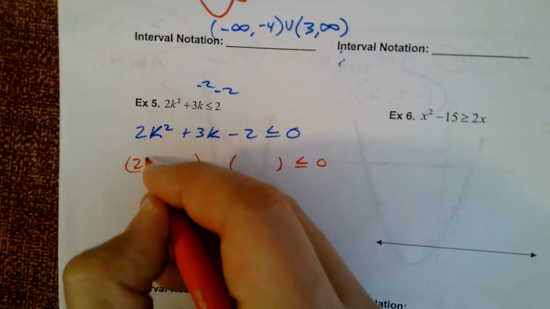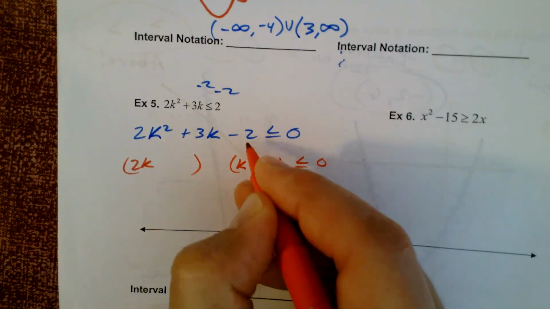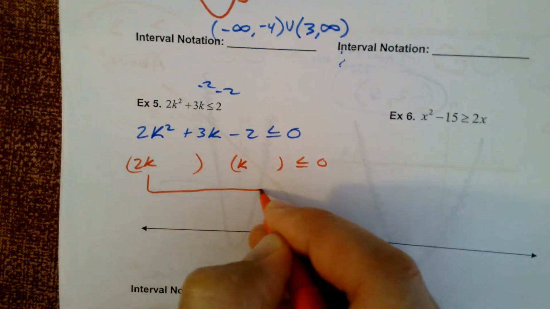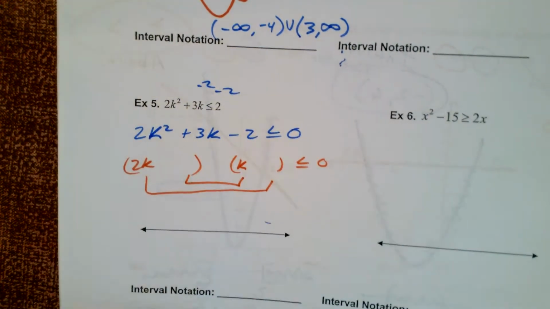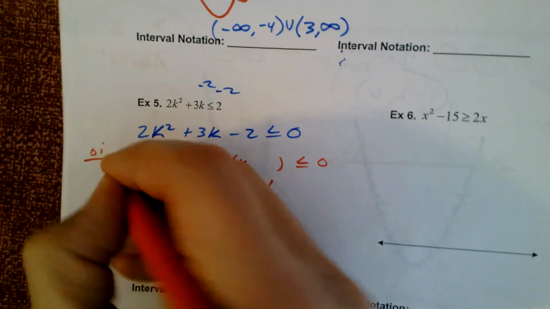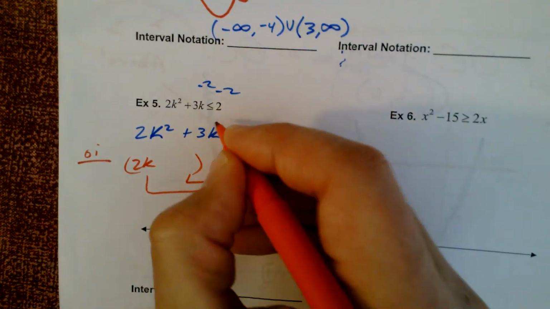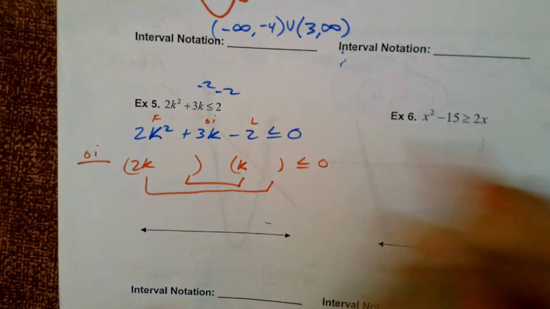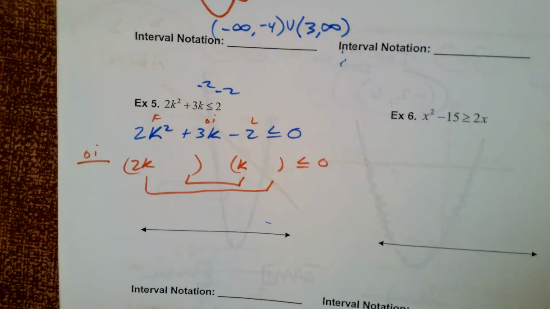Factors of 2k squared are 2k and k. Now we got to come up with factors of -2. That when you do your outsides and insides, your nose and smile of SpongeBob, I call it the OI check, that's going to give you a 3k. So this is your OI term. This is your F. This is your L. So I do factors of F and L that add up to OI.